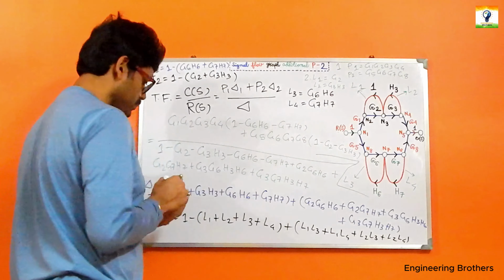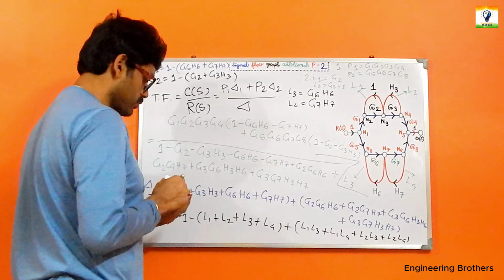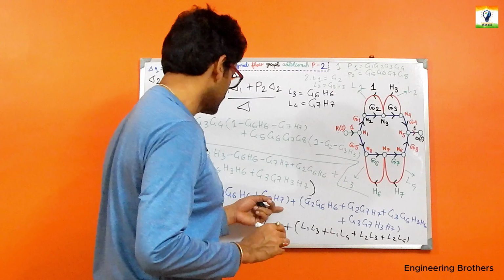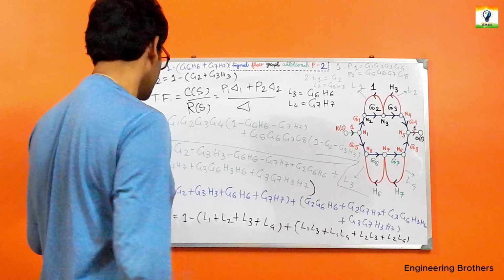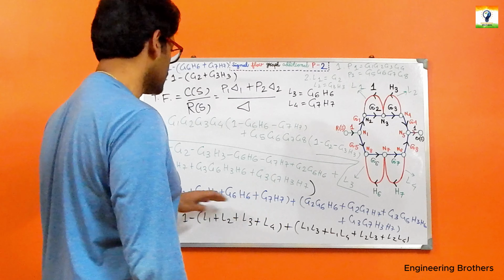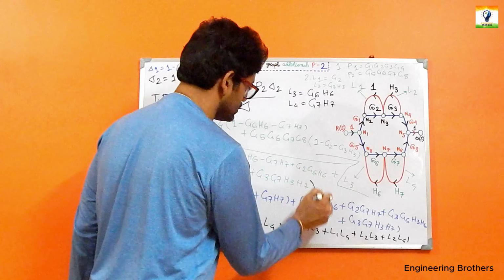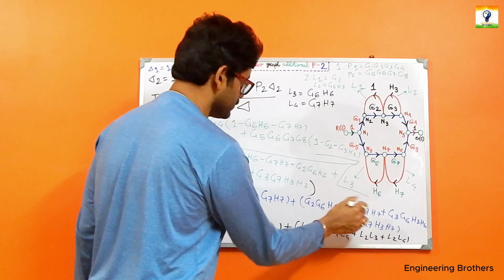Now let us put the whole expression inside our given bracket to have the final answer: 1 minus G2 minus G3H3 minus G6H6 minus G7H7. If you eliminate this bracket, put the minus on all those expressions, so all of them become minus. For the next part we have plus G2 G6H6 plus G2 G7H7, plus G3 G6 H3H6 plus G3 G7 H3H7. This is our final answer for the transfer function using Mason's gain formula.